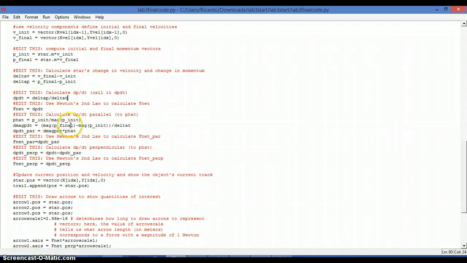Here is the process of calculating Fnet, which equals dp/dt. And here, to calculate dp/dt perpendicular, we didn't use the equation of mass times velocity squared over radius, because we don't have the radius of the osculating circle.